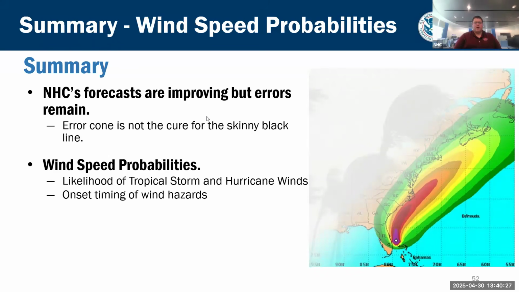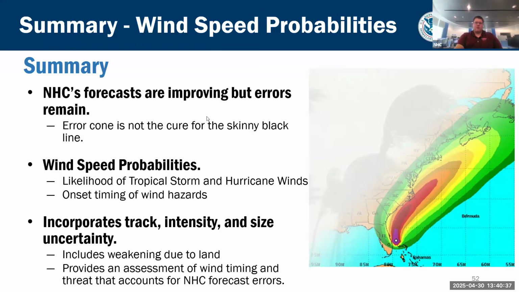And how we use the wind speed probabilities to derive the timing of those wind hazards and some of the caveats to be aware of, especially with storms increasing in size and slowing motion. That's some of the assessment we gave you there with those last few examples.